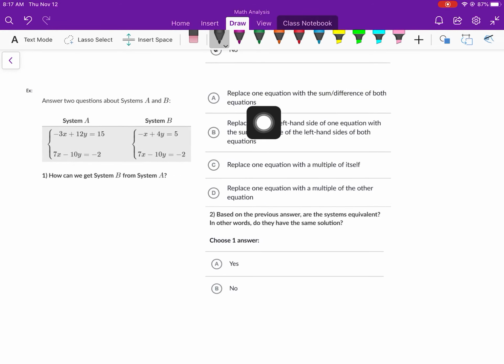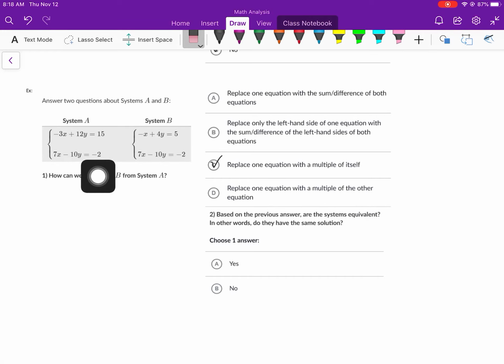So let's see. Replaced one equation with the sum and difference of both equations. No. Replace only the left-hand side of the equation with the sum and difference of the left-hand sides. No. Replace one equation with the multiple of itself. Yes, that's what we saw there. You multiplied this entire equation. Then the last one, replace one equation with a multiple of the other equation.